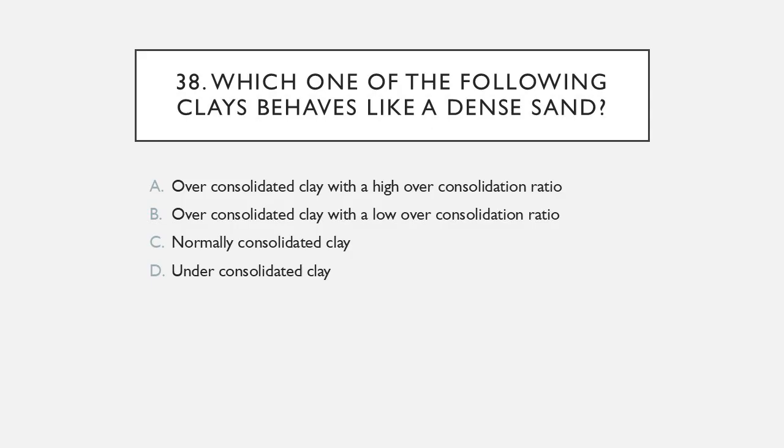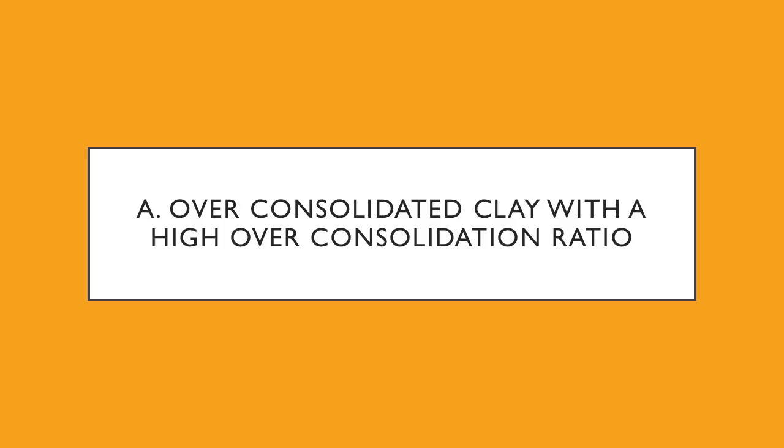38. Which one of the following clays behaves like a dense sand? A. Overconsolidated clay with a high overconsolidation ratio. B. Overconsolidated clay with a low overconsolidation ratio. C. Normally consolidated clay. D. Underconsolidated clay. A. Overconsolidated clay with a high overconsolidation ratio.